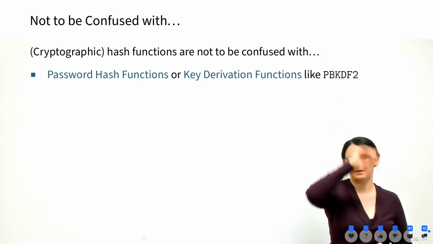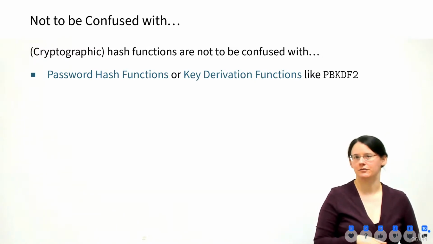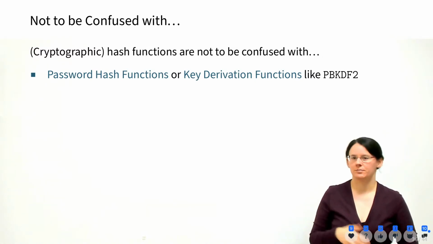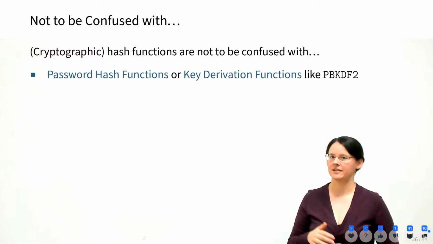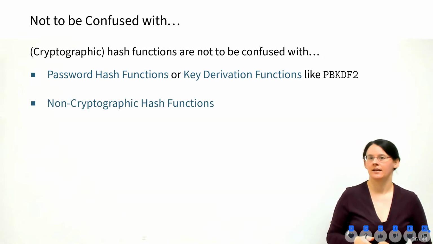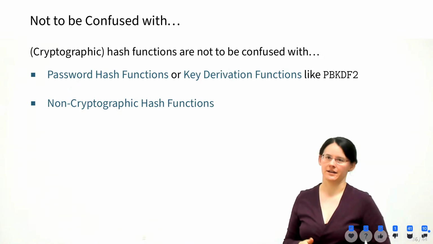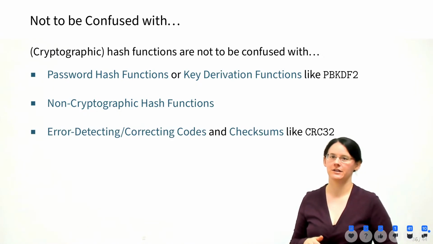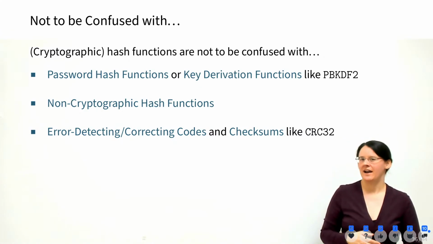For this reason, there are specialized password hashing functions, like for example PBKDF2 or scrypt or bcrypt, which you should use instead of the SHA family. So SHA is not suitable for password hashing because it's too fast. Non-cryptographic hash functions don't need to satisfy any of the security properties that we have here. And finally, error detecting codes are also something weaker than hash functions.